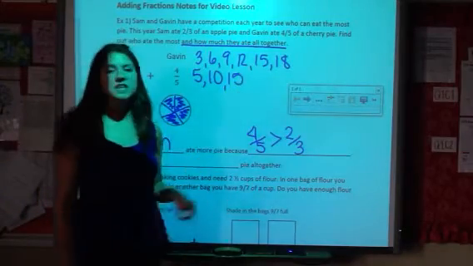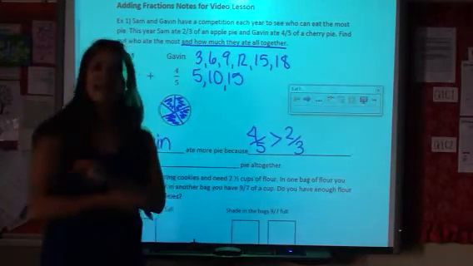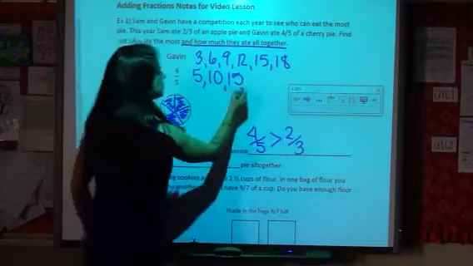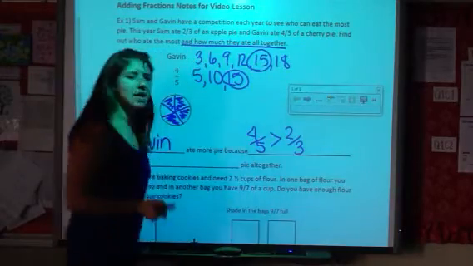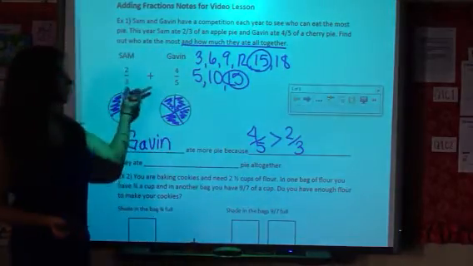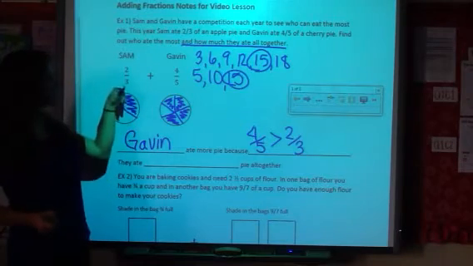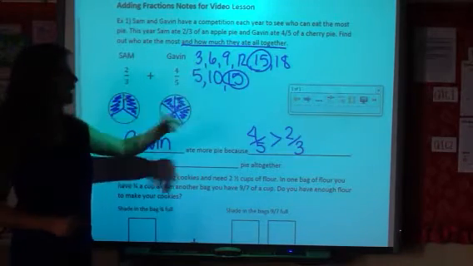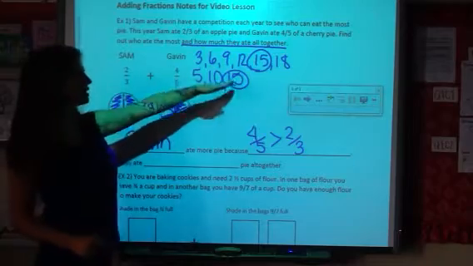Because 15 and 15 are common, and that's what we want to find, a common denominator. So 15 is our common denominator, which is a multiple of both 3 and 5. I can multiply 3 by something to get 15. I can multiply 5 by something to get 15.